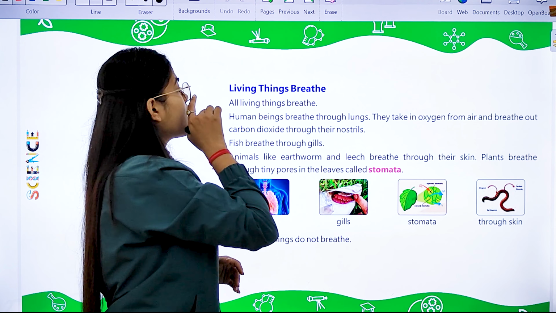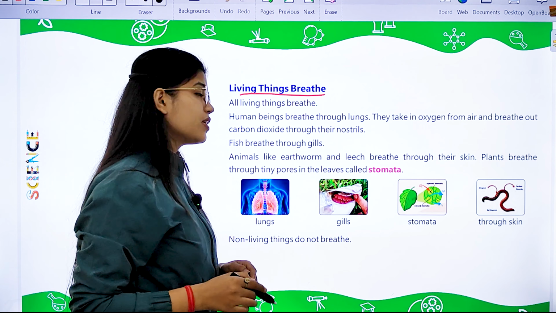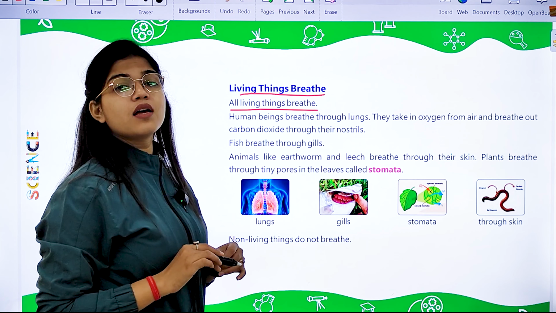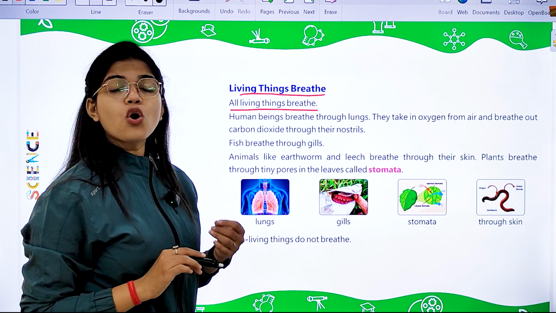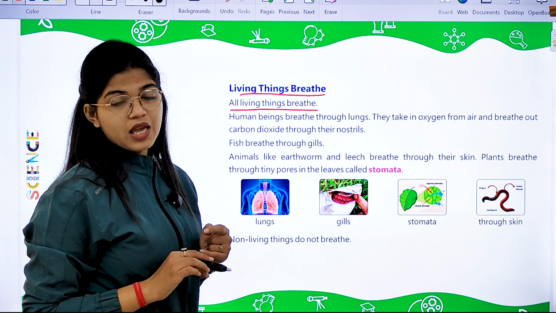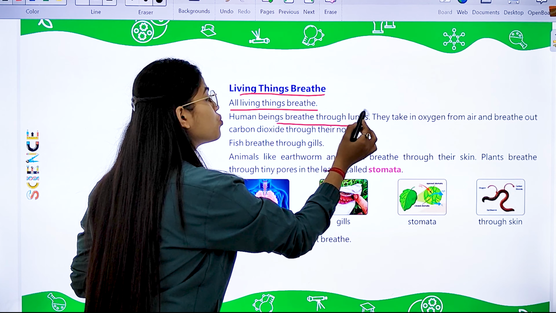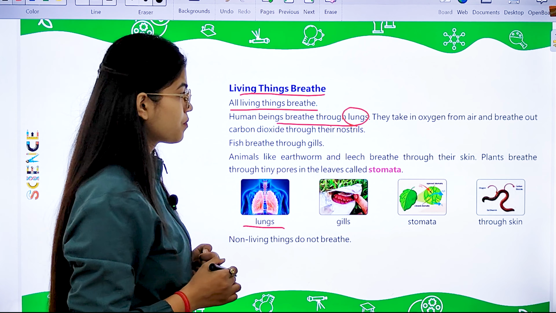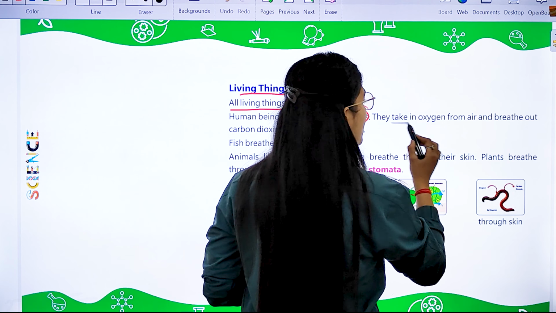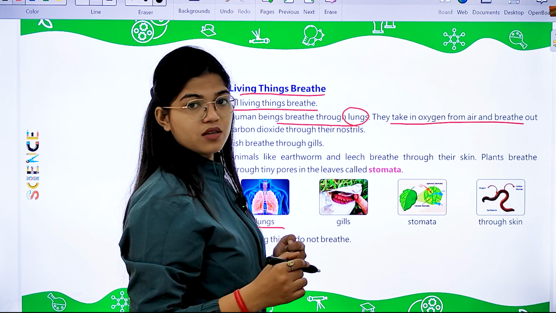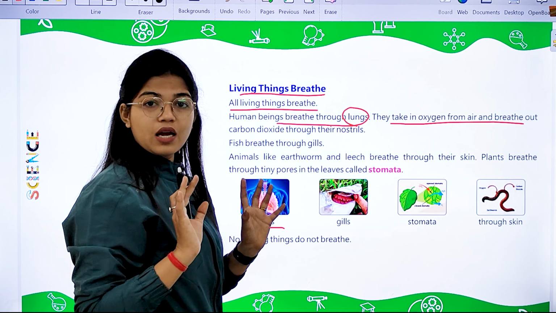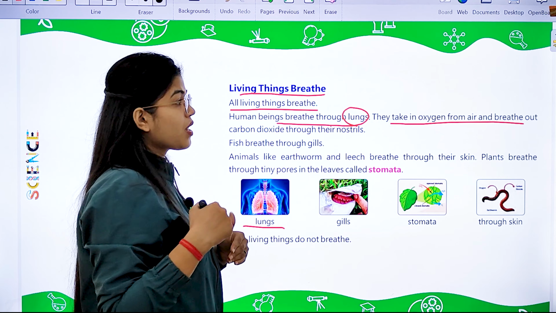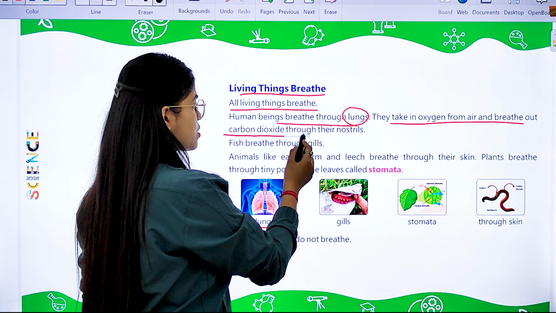Okay. Next is living things breathe. Yes, all living things breathe. Every living being has a different organ for the purpose of breathing. Like human beings breathe through their lungs. These are the lungs through which human beings breathe. They take in oxygen from the air, the oxygen which is dissolved in the air surrounding us. These lungs help to take in that oxygen, and then they breathe out carbon dioxide.